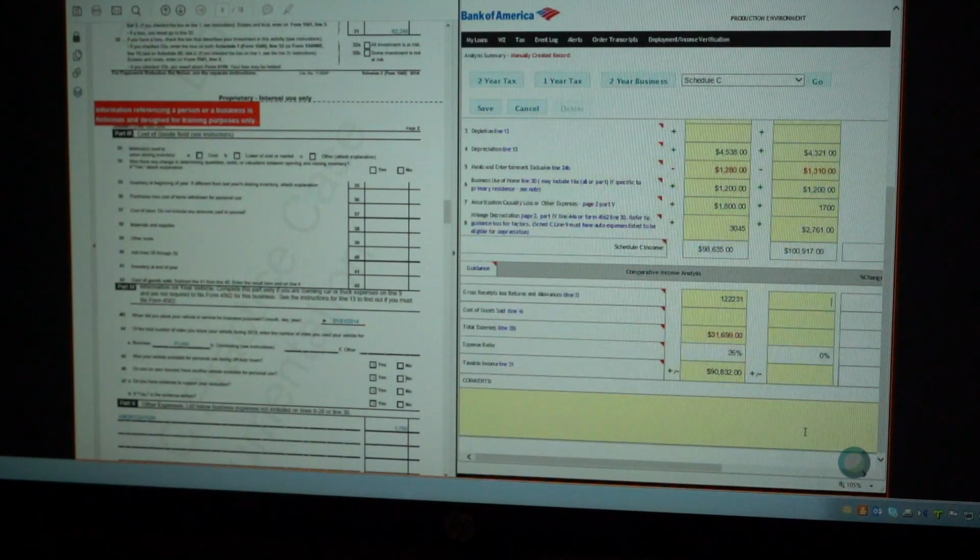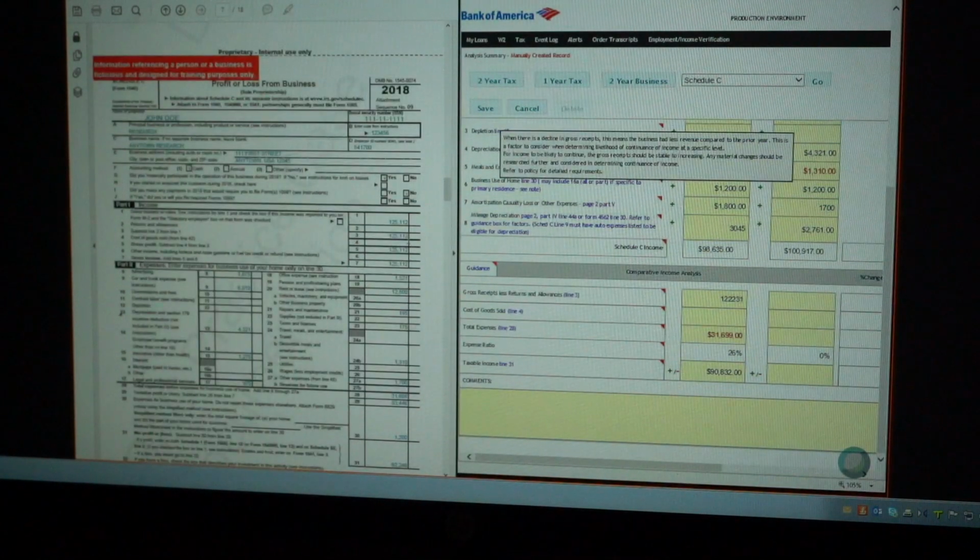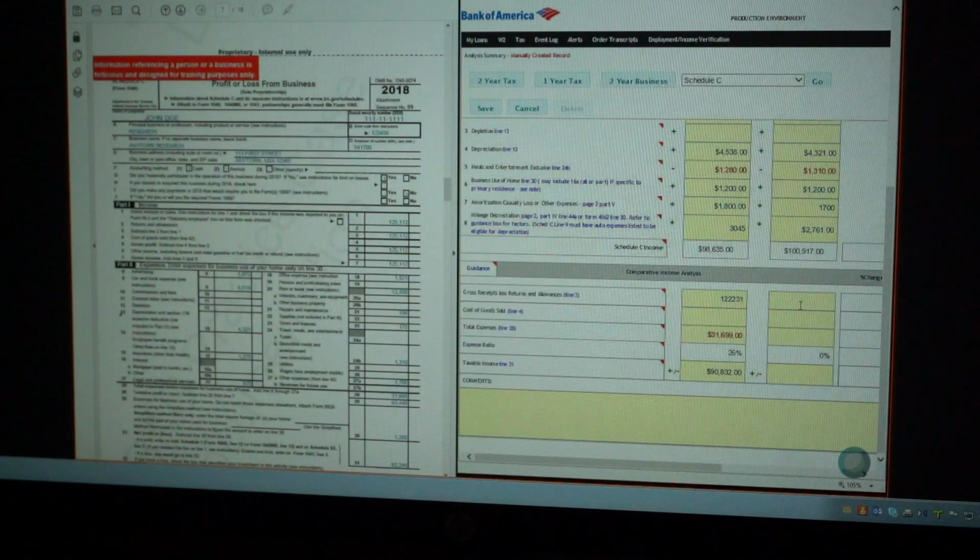Then we're going to move on to our gross receipts, which is line number 3. We have 125,012. We don't have any cost of goods sold. Total expenses, which is line 28, we have 31,666. And then we already calculated line 31, which is our taxable income. We had it as 92,246.